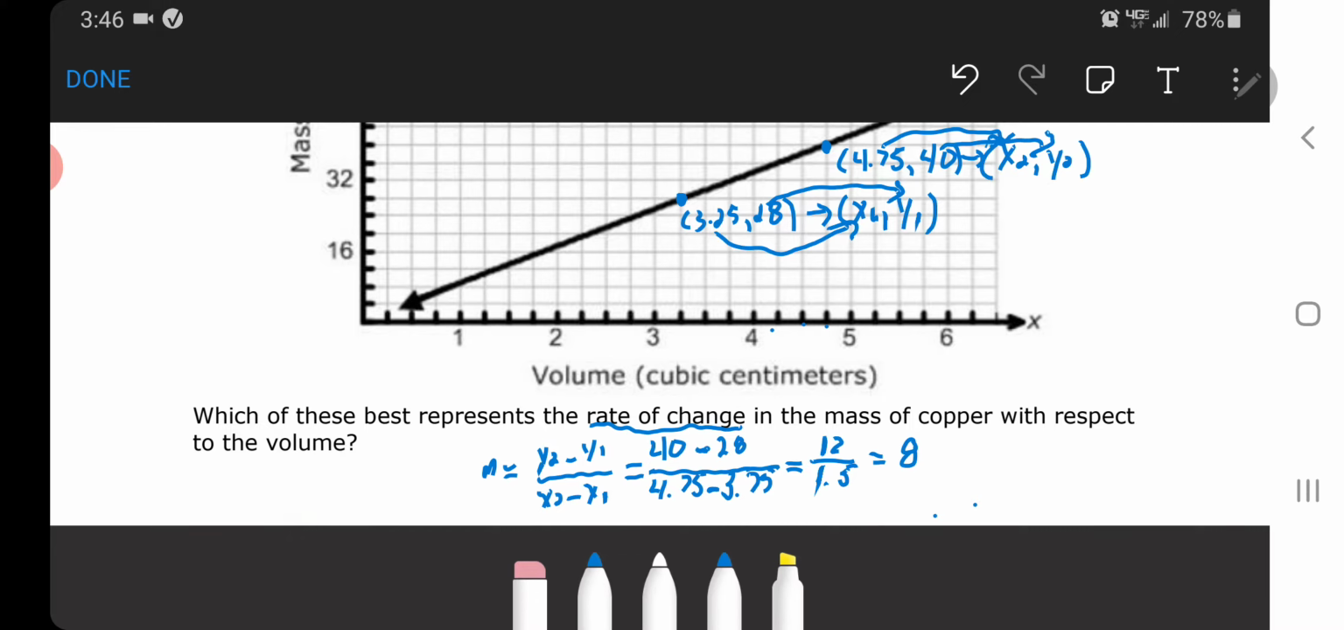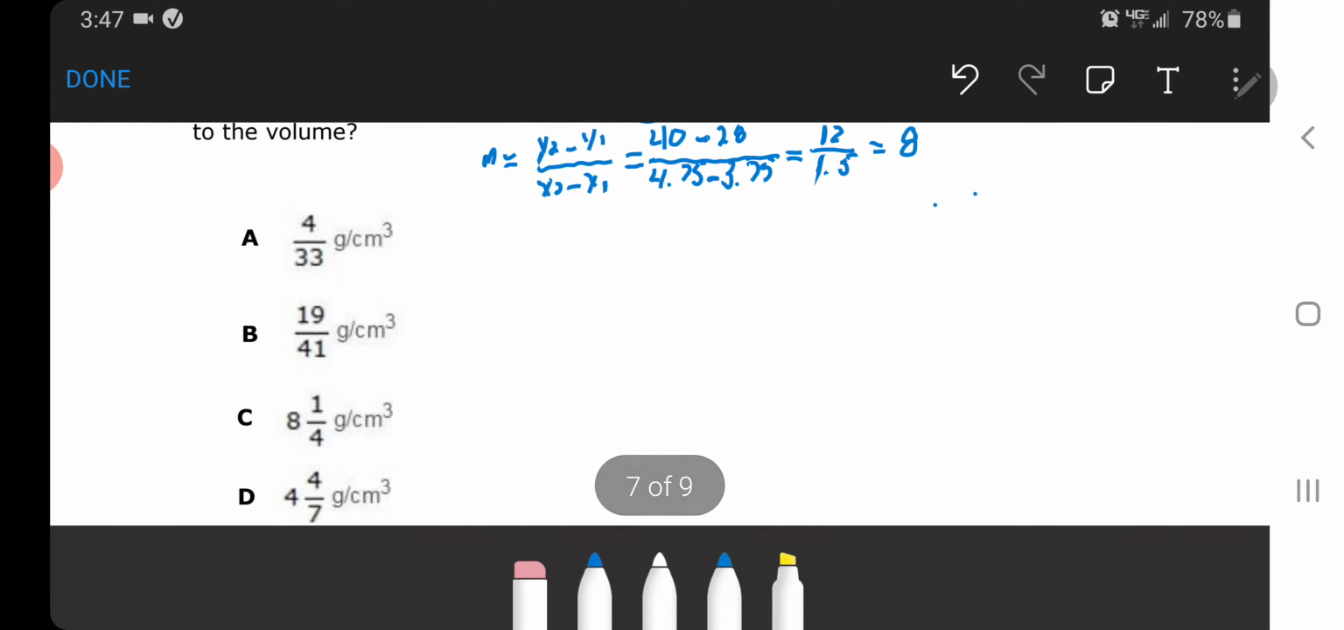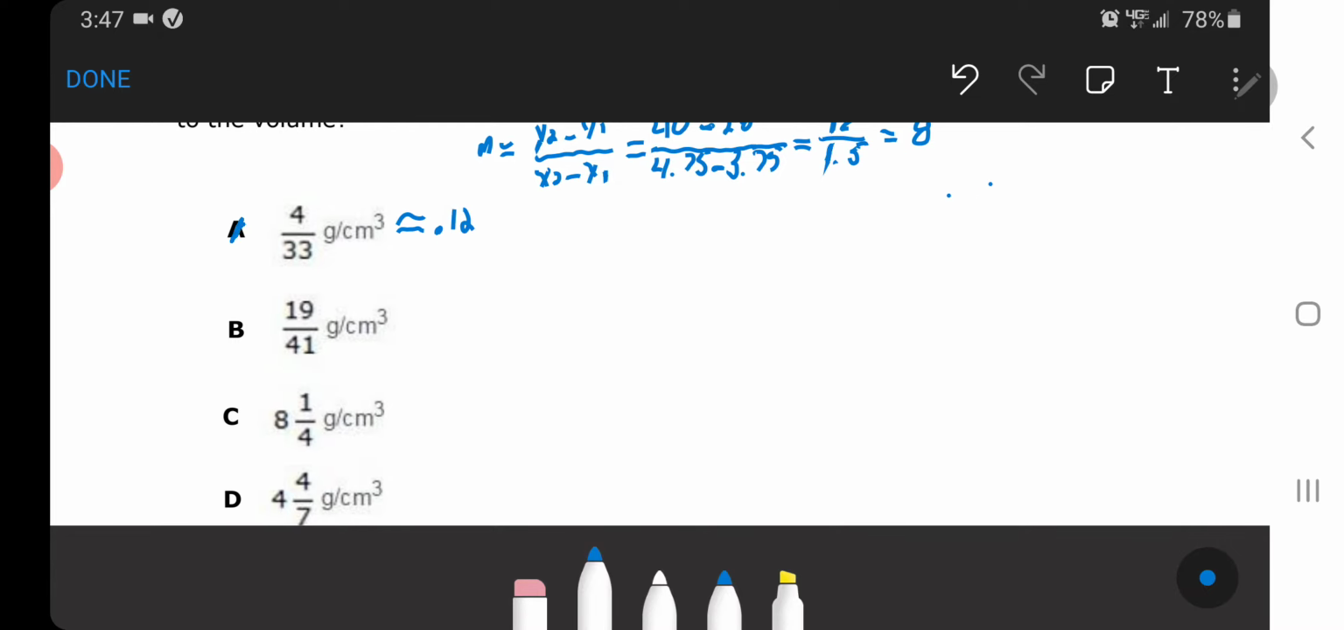All right, so let's take a look at our answer choices. A, we get 4 over 33. Well, if you don't know what that is, just take your calculator, go 4 divided by 33, and we get that to be approximately 0.12. You might have seen right off the bat that that's not a good answer choice. Looking at our next one, 19 over 41. Once again, if you're pretty good with fractions, you can see that that's not a good one. This is about 0.46, not even close to 8.